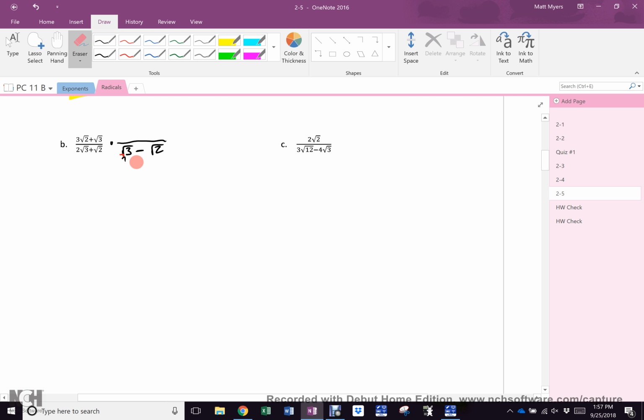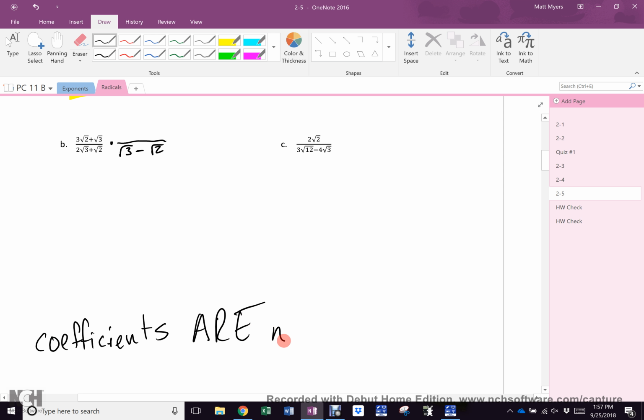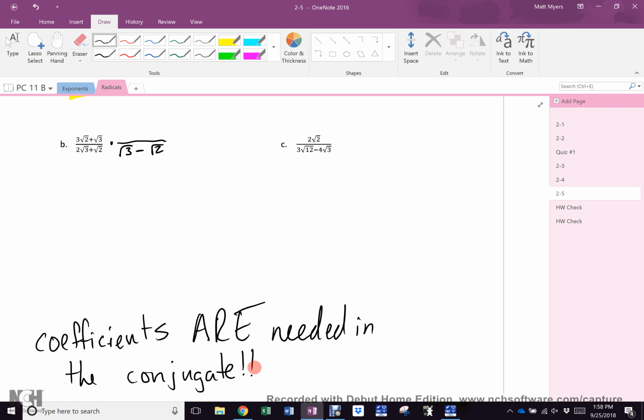So how many of you are going to remember that? Probably not too many, so let's write it down. Coefficients. I can't spell today. Coefficients are needed in the conjugate. Are they needed if it's just a monomial? No. Only in the conjugate. I'm going to highlight conjugate because I use it all the time.